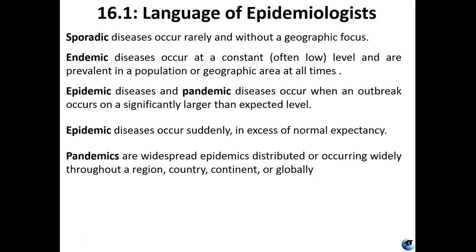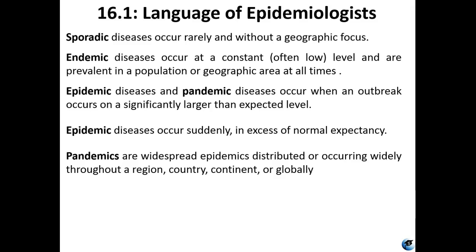Sporadic diseases occur rarely, and generally they're not focused in a geographical area. Endemic diseases occur at a constant, usually low level, and they're prevalent in a population. So this is like the normal baseline level of disease occurrence. But then you have an epidemic. An epidemic is when the prevalence of a disease increases quickly, like as a factor of time. Pandemic is very similar to an epidemic, but the increase is happening over a large geographic area. Epidemic diseases occur suddenly. Pandemic diseases are widespread.